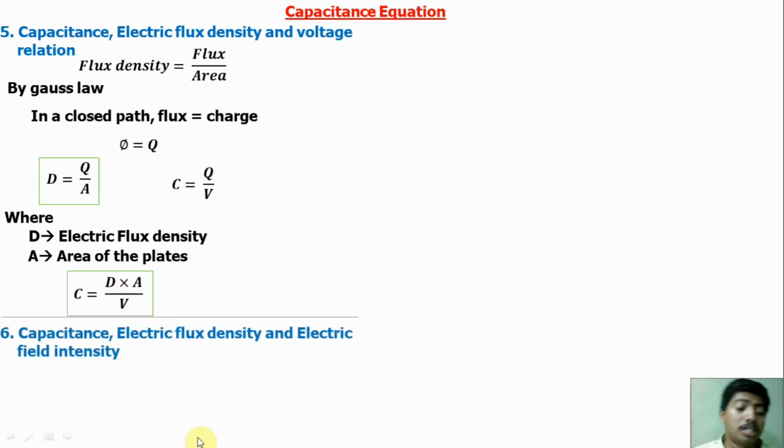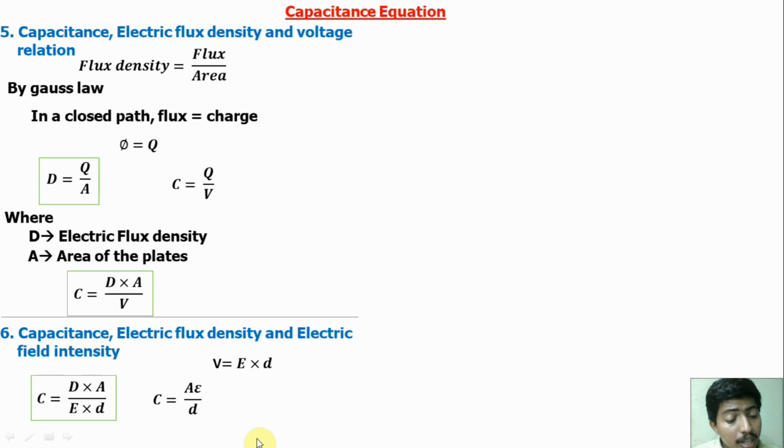Now, the sixth equation. Capacitance, electric flux density and electric field intensity relations. Already we know the relation between electric field intensity and potential, V is equal to E into D. Substitute this in the previous equation, and we will get the capacitance equation in terms of electric flux density and electric field intensity. We know that capacitance is equal to A epsilon by D. Compare these equations. If we compare, we will get epsilon is equal to D by E. So the permittivity of the medium is equal to the ratio of flux density by field intensity. This equation is also an important equation.